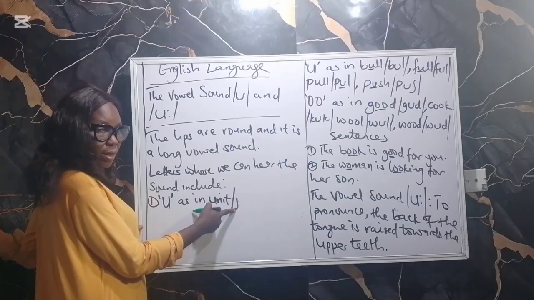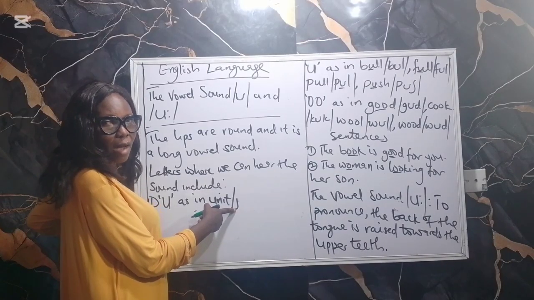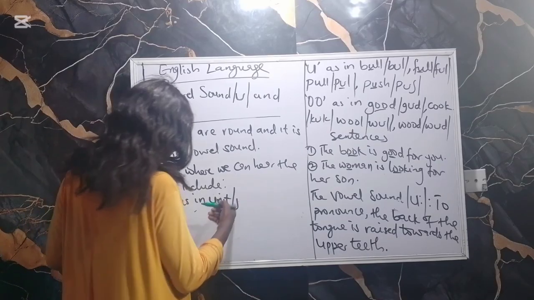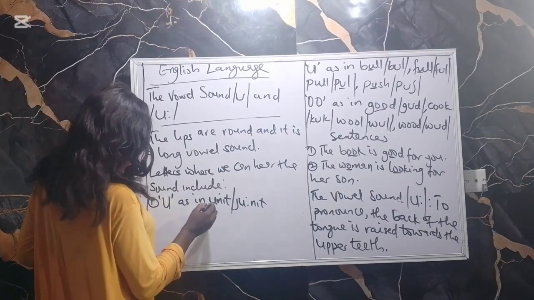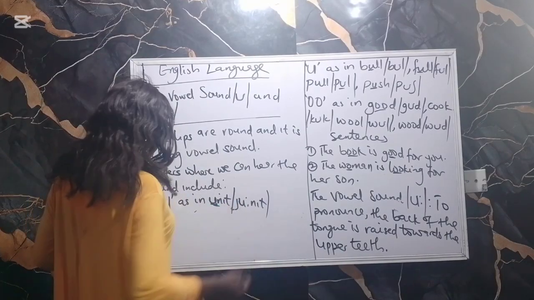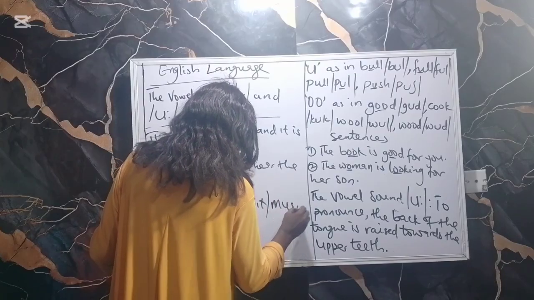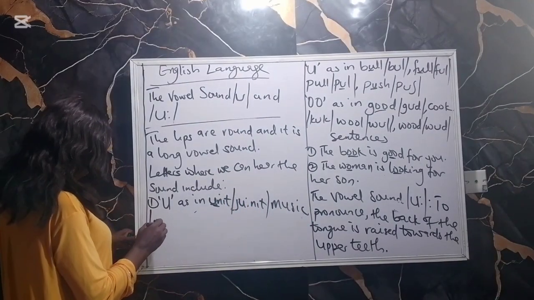Remember this is Y sound, not J. J is a letter, but in sound it's pronounced Y, as in yellow, year, and so on. This is unit. Remember it's a long vowel sound. Then another one is music. So you have something like this.